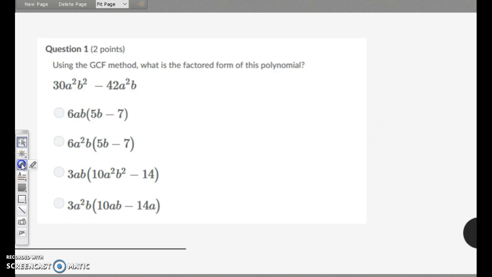Question number 1. Using the GCF method, what is the factored form of this polynomial? 30a squared b squared minus 42a squared b. Answer choices are 6ab times the quantity 5b minus 7, 6a squared b times the quantity 5b minus 7, 3ab times the quantity 10a squared b squared minus 14, 3a squared b times the quantity 10ab minus 14a.